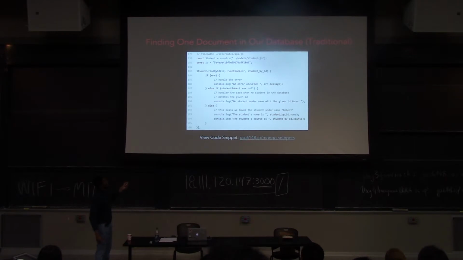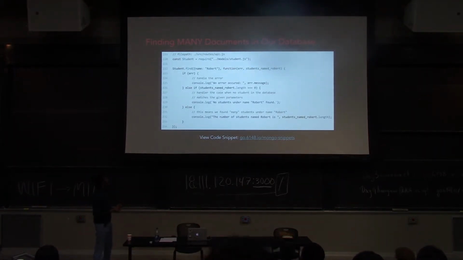You check if you have an error. If you don't have an error, you check if you actually found the student. If you actually found the student, then you do this. You say, oh, the student name is this, and the student course number is this. That's what findById is doing.